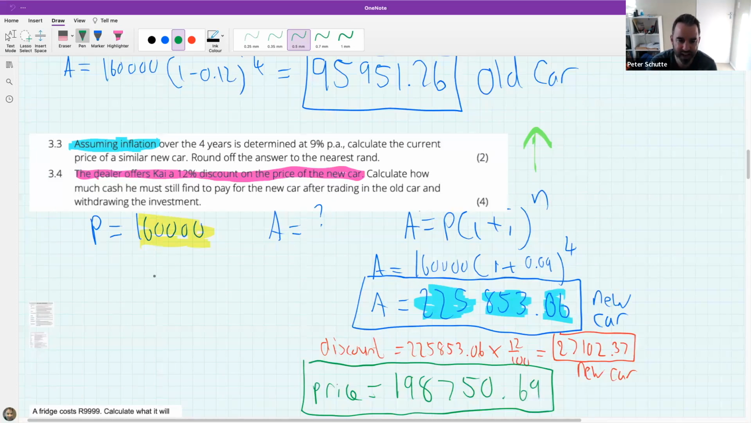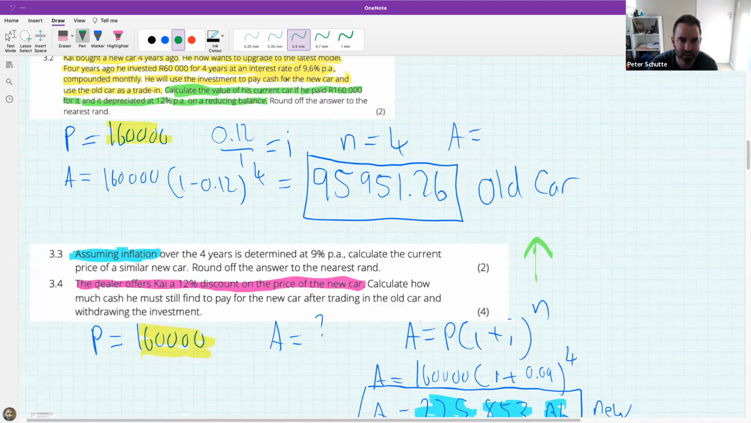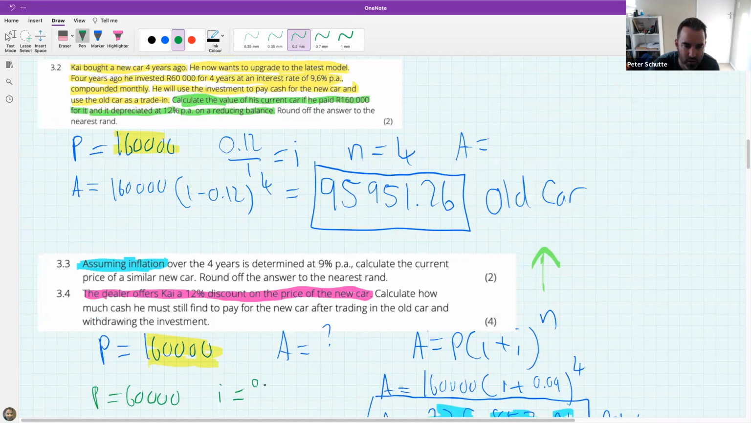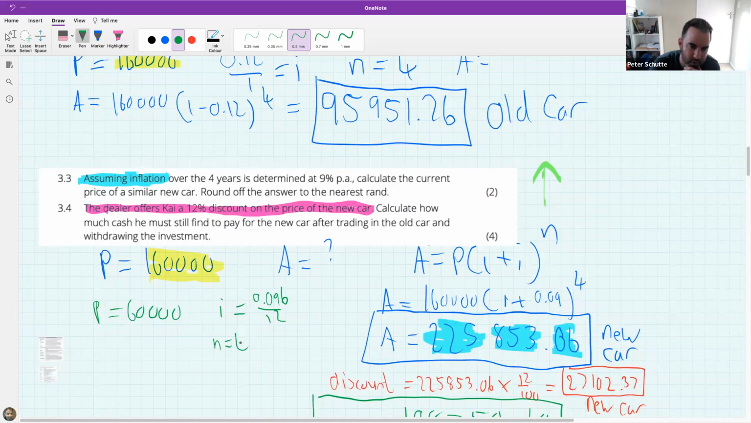Now, we haven't actually calculated how much his investment was. So let me just go back. I know we're running out of time today. 60,000 Rand for 4 years at 9%. Okay, let me put this down. So 60,000, the interest rate is compounded monthly. So I'm at the top here. I'm actually just looking here. 9.6 monthly, and it's 4 years. So N is 4, but because it's in months, it's going to be that.